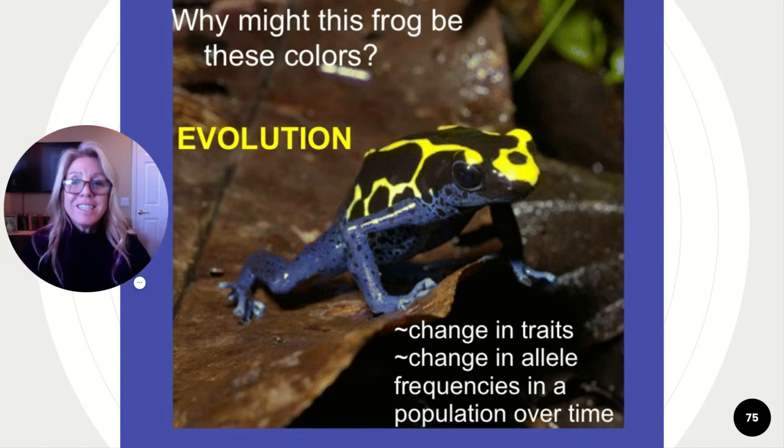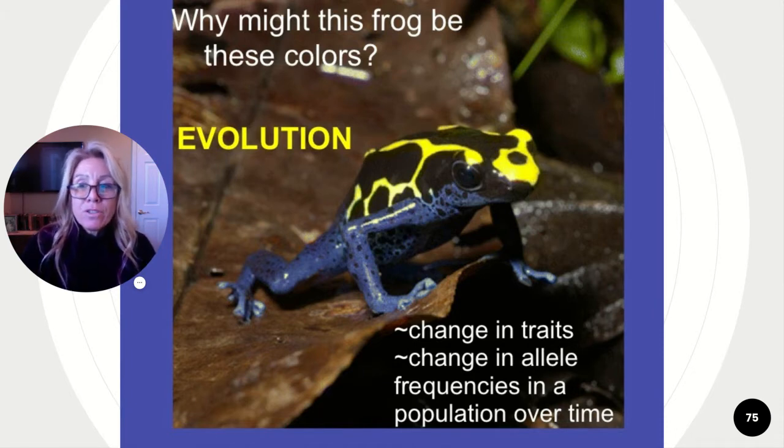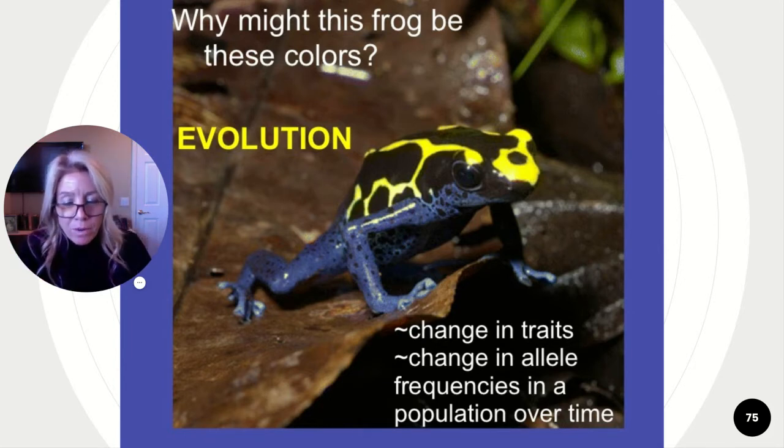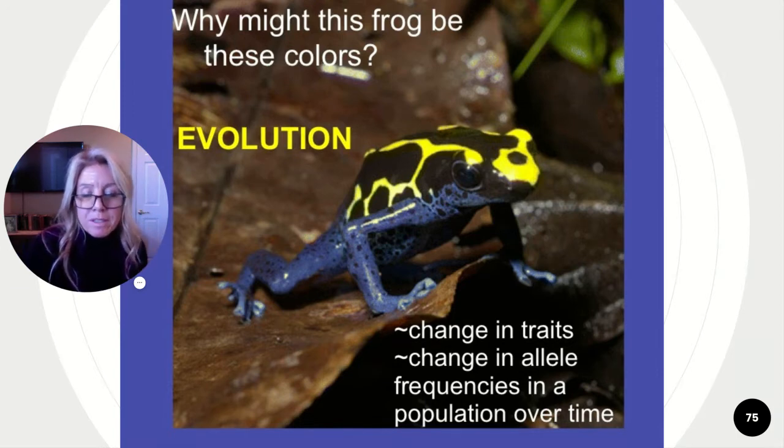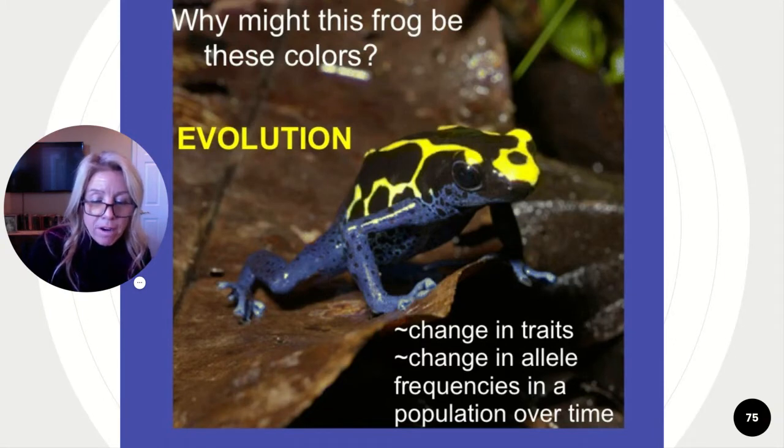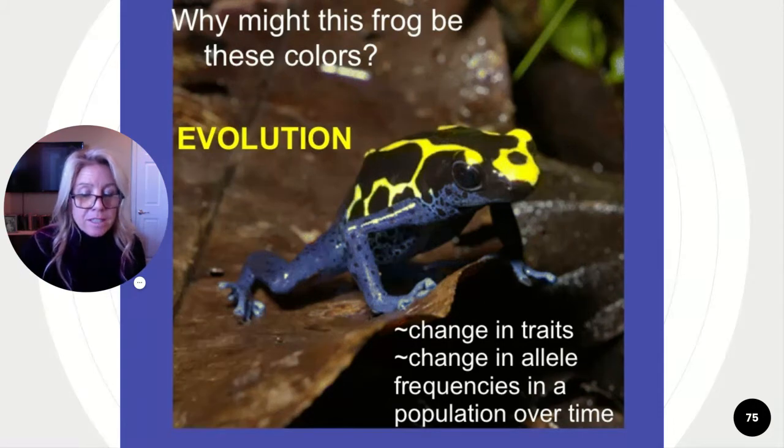So evolution is, and this is where we start on the notes, evolution is about a change in traits that are governed by alleles. So traits is the phenotype, what it looks like. Alleles is the genotype, what codes for that. So evolution is about a change in traits governed by alleles in a population, which is a group of a single species living together in the same geographic area. Specifically, the change in allele frequencies in a population over time.